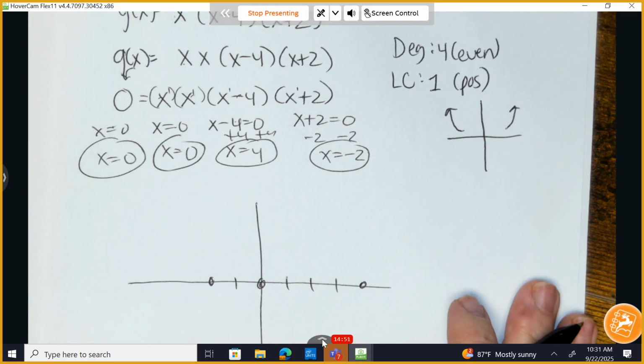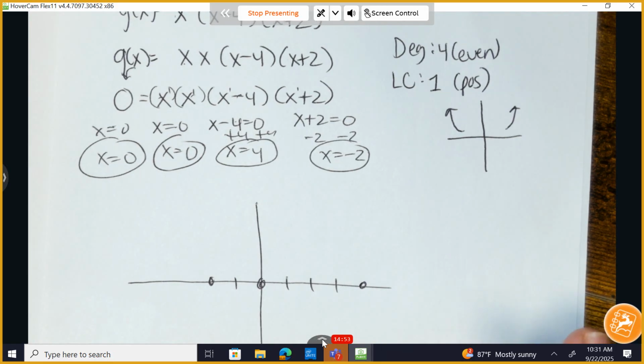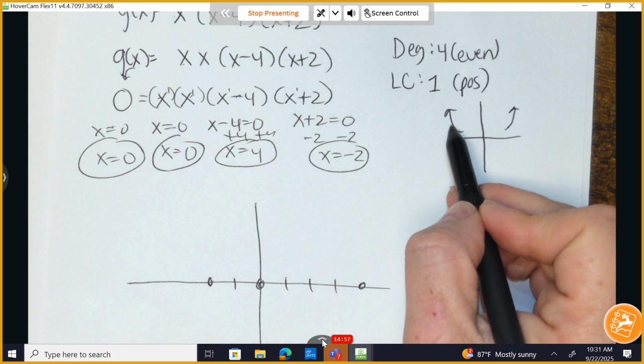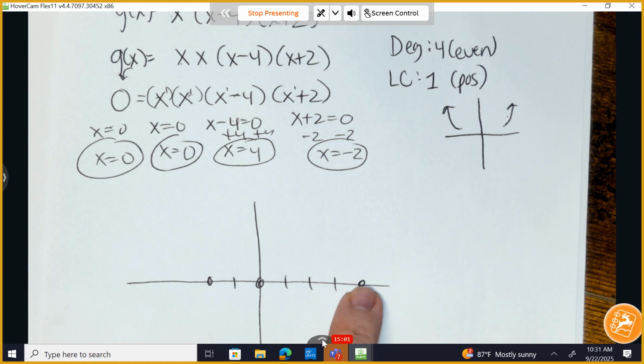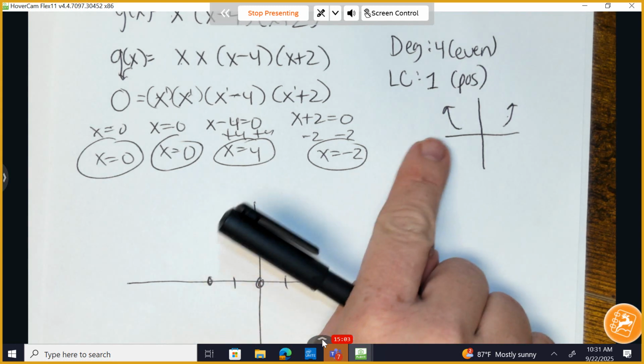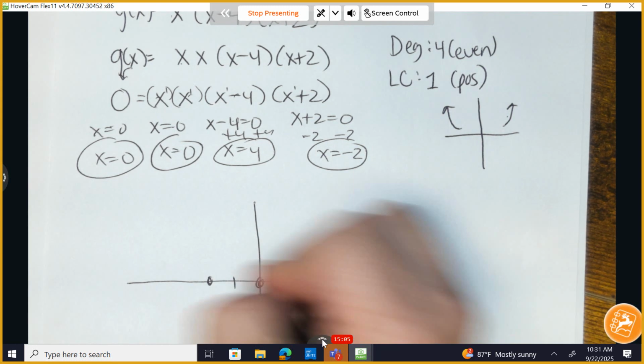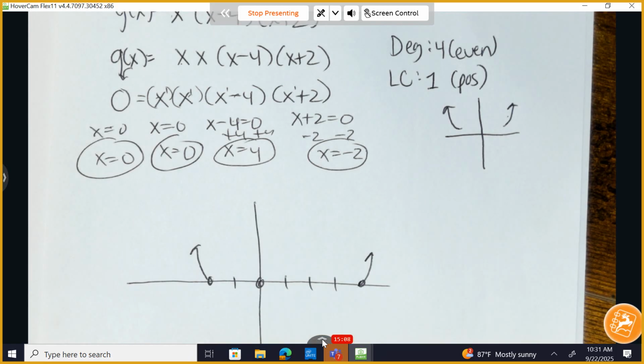Okay, I'm going to apply the end behavior. The end behavior says on the far left and far right, you're going to your last point or x-intercept on the right and the left, and we're going to go up in both directions. So up on the left and up on the right.